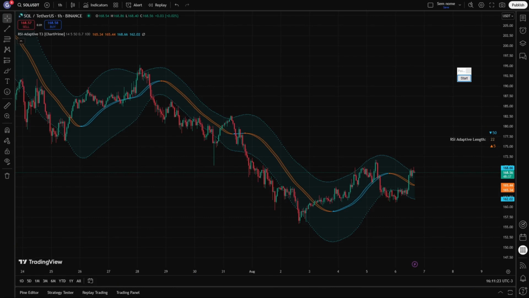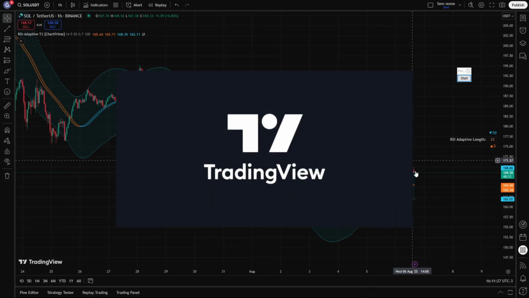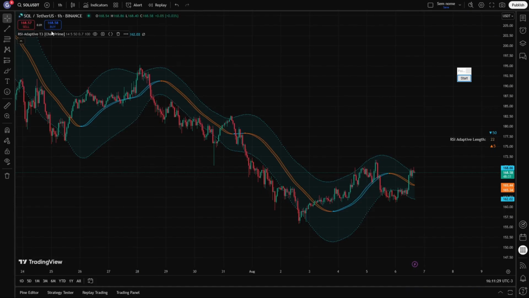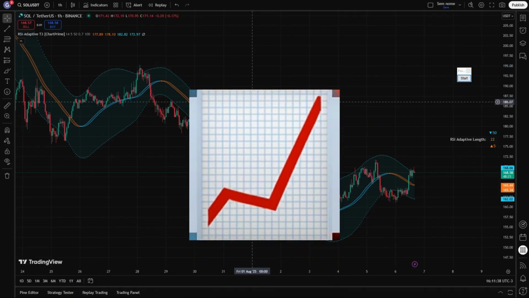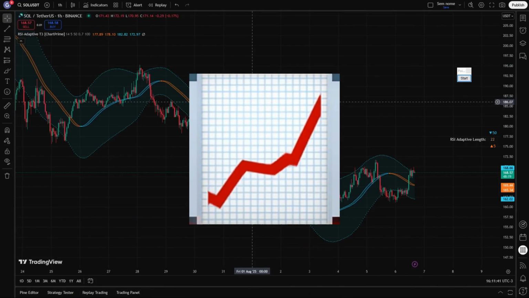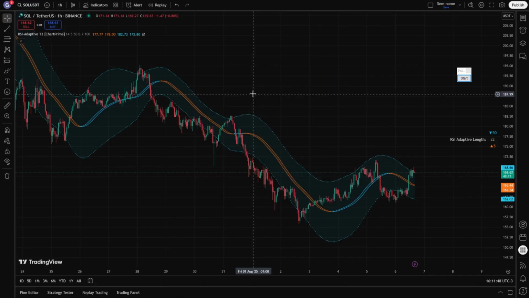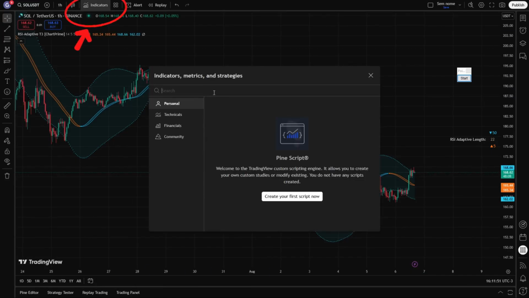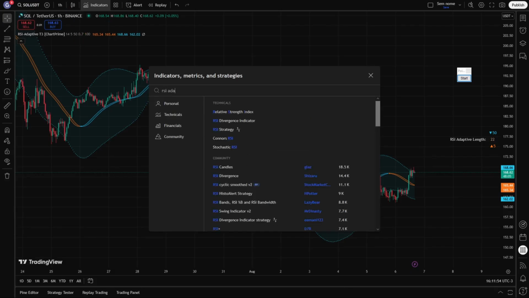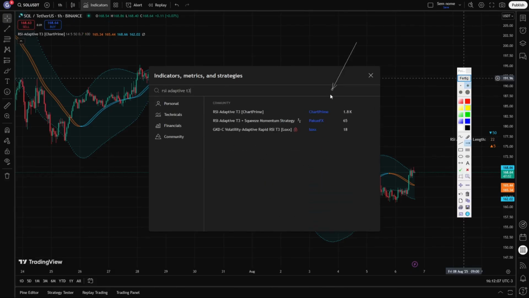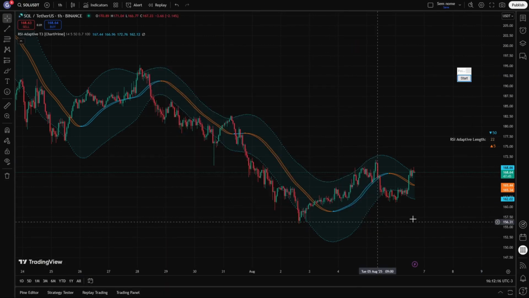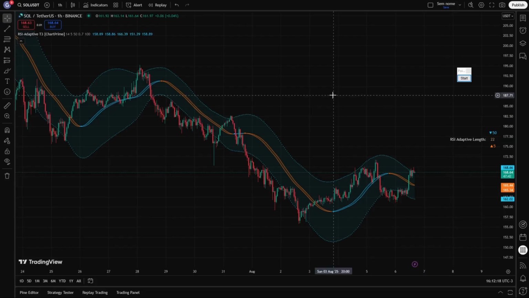How do you add it to your chart? To use this indicator, just open TradingView, which is the platform we'll be using. Today I'm going to use the Solana chart, USDT, which is a cryptocurrency, and I'll be using the 1-hour chart. This indicator works for crypto, Forex, stocks, all types of charts. We're going to click here on indicators and look for RSI ADAPTIVE T3, and it will show up right away. It's this first option from Chart Prime. Just click on it and it will appear on your chart, just like it did on mine.